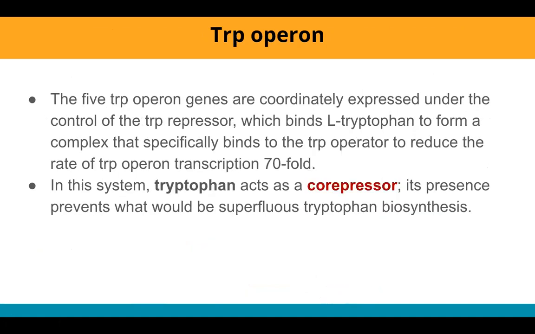The 5 trp operon genes are coordinately expressed under control of the trp repressor. Okay, we have a trp repressor which binds L-tryptophan to form a complex that specifically binds to the trp operator to reduce the rate of trp operon transcription 70-fold. So in this system, tryptophan acts as a co-repressor since its presence prevents what would be superfluous tryptophan biosynthesis.